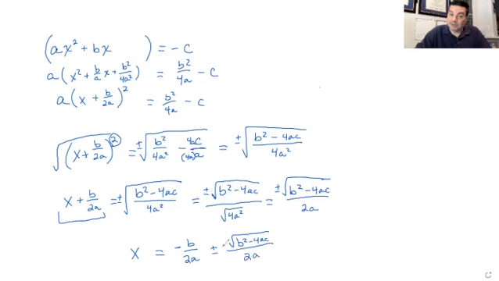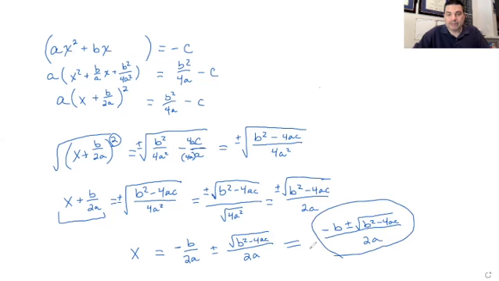Notice now these fractions over here have the same denominator, so I can put them as one big fraction. I can put them as both numerators added together: negative b plus or minus the square root of b squared minus 4ac, all over 2a. And that you'll recognize as the quadratic formula.